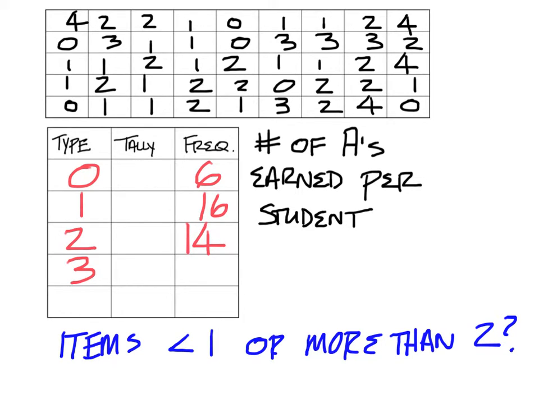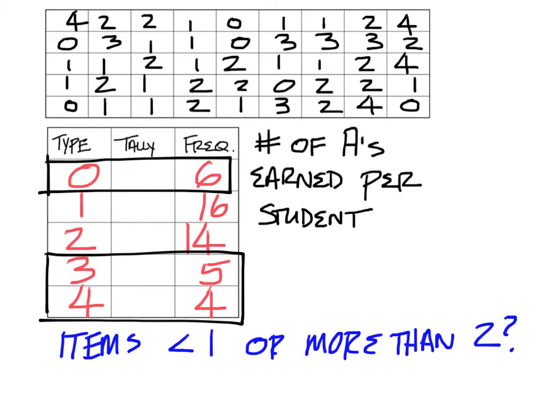How about 3? And 4? There's 4 of them. There's 4 fours. Okay, so the question is, how many are less than 1 or greater than 2? So 6 and 5 is 11 plus 4 is 15.